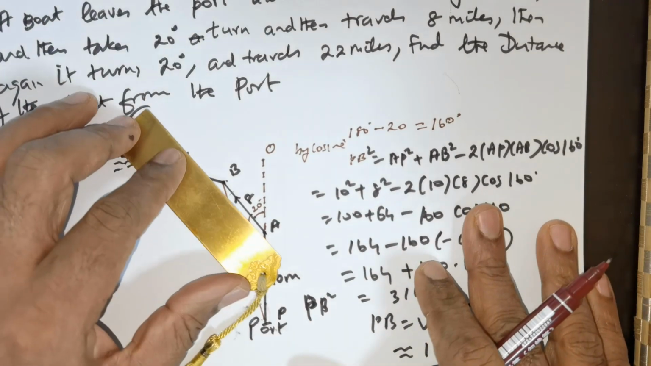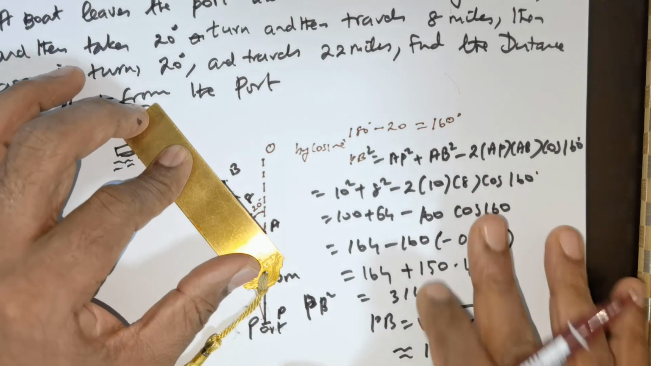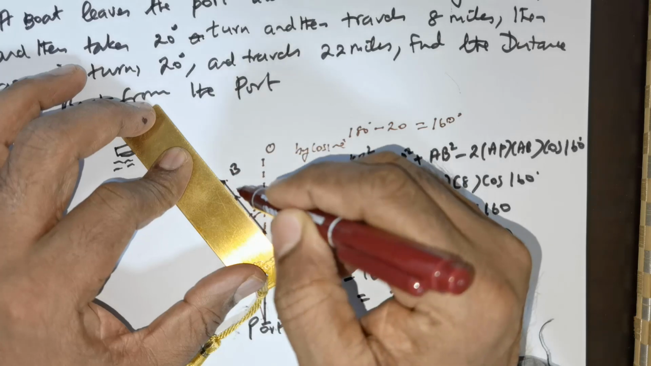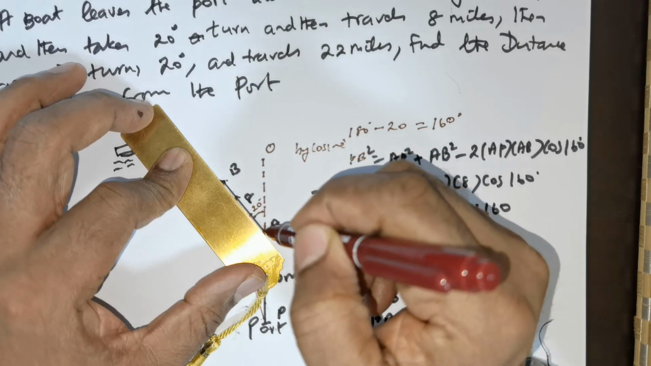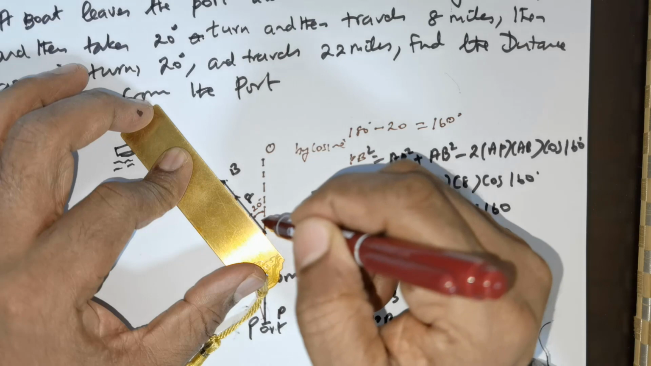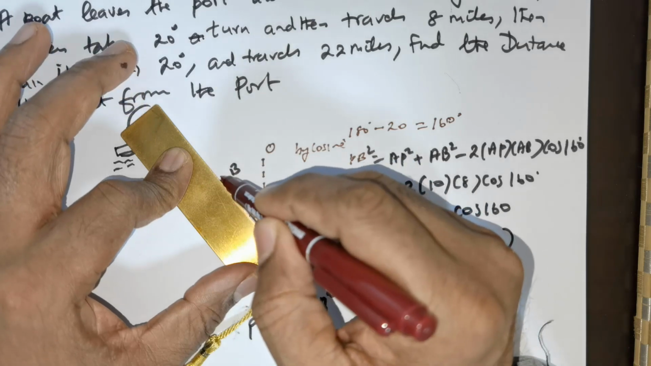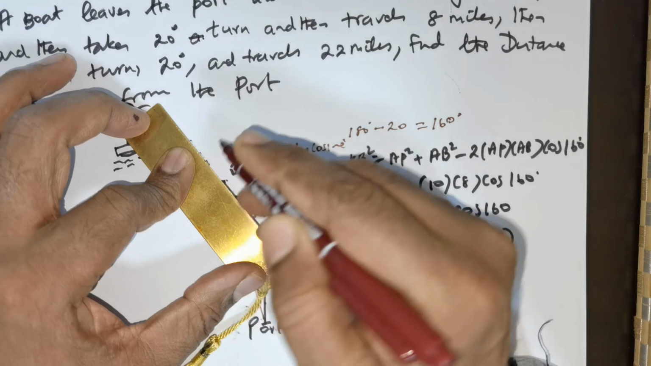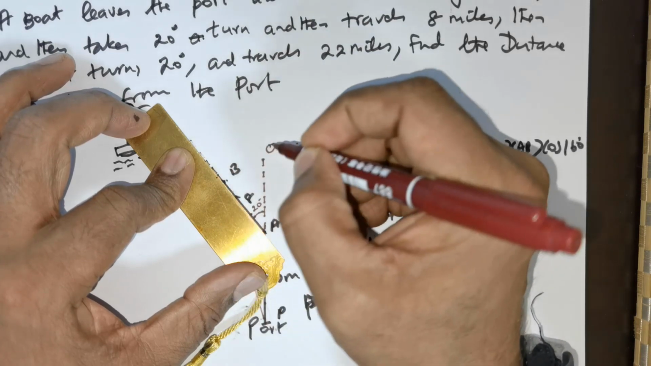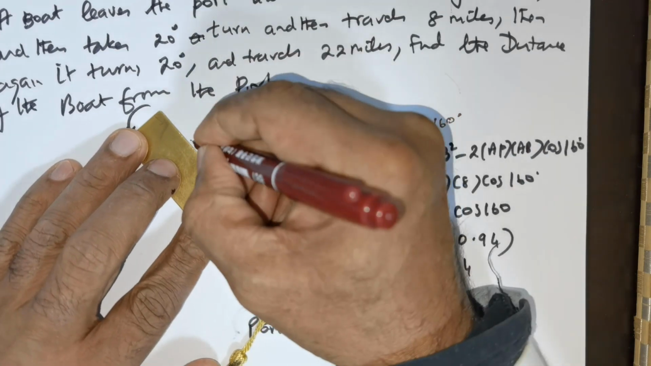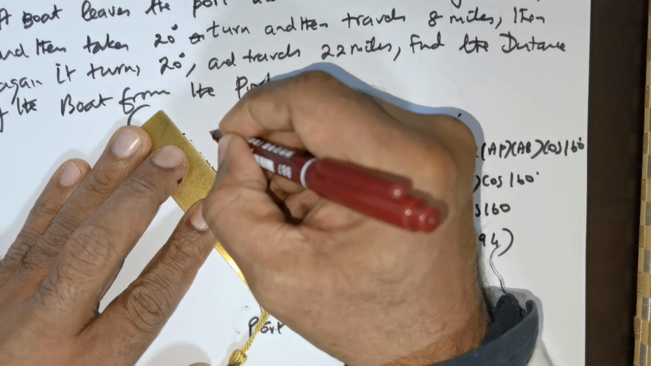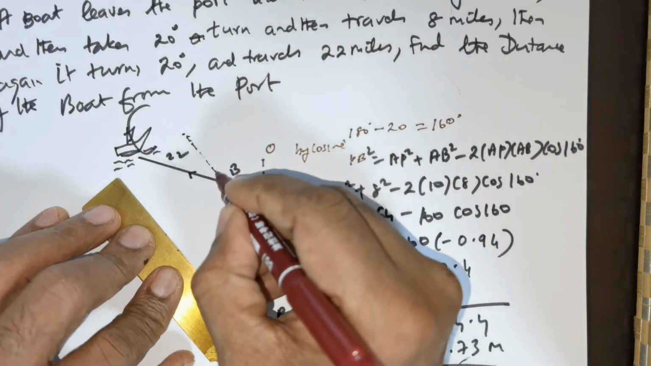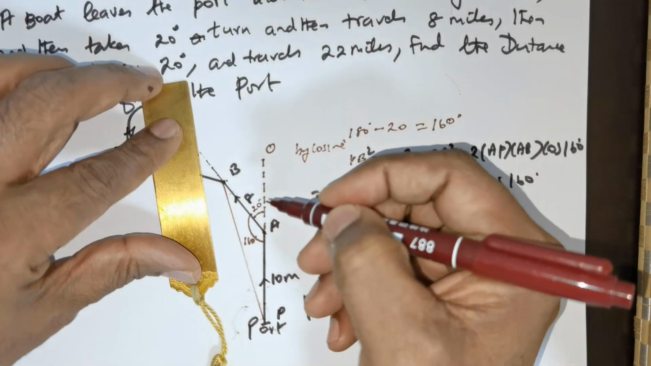So let me show you that. I hope you have got it. Now what I'm going to do is stretch this straight line, that is the distance traveled by the boat upon taking a 20-degree diversion. If I extend this, this is the straight line that the boat was supposed to have traveled, but it did not travel in this direction. Instead it takes a 20-degree diversion.